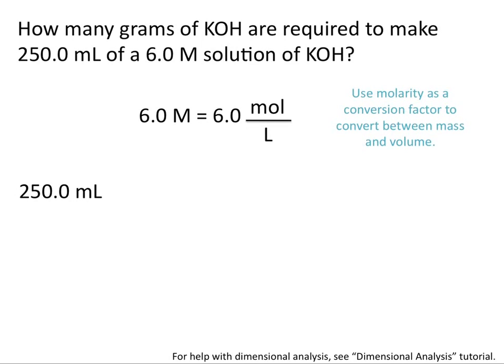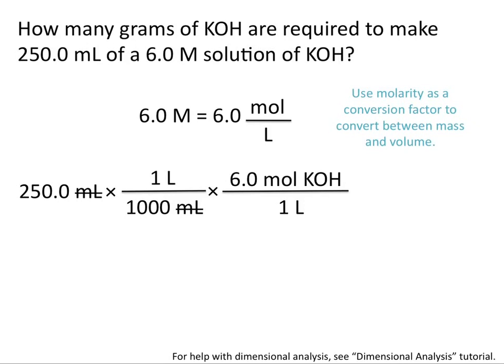Now the conversion factor that we're given, 6.0 molar, is moles per liter. So if we want to use this conversion factor, we first need to convert 250 milliliters to liters. When we cancel out milliliters, we'll see that we have units of liters, and this allows us to use our molarity value, 6.0 molar, or 6.0 moles per liter, to convert from liters to moles. Note that I wrote 6.0 moles of potassium hydroxide on the top per liter of potassium hydroxide. This is because I already had liters on the top and I want liters to cancel out.